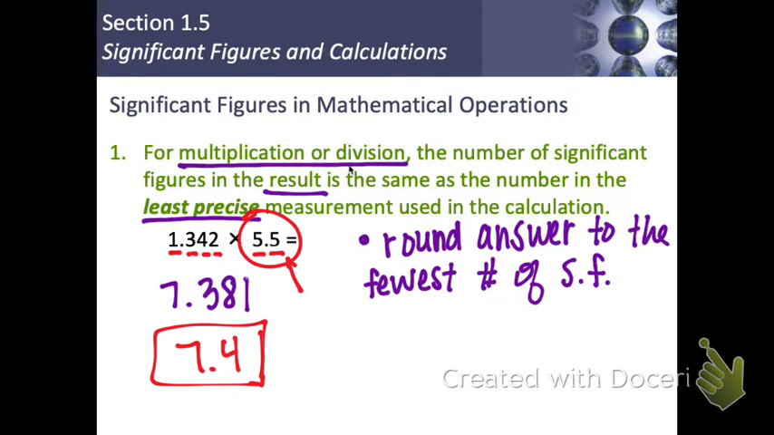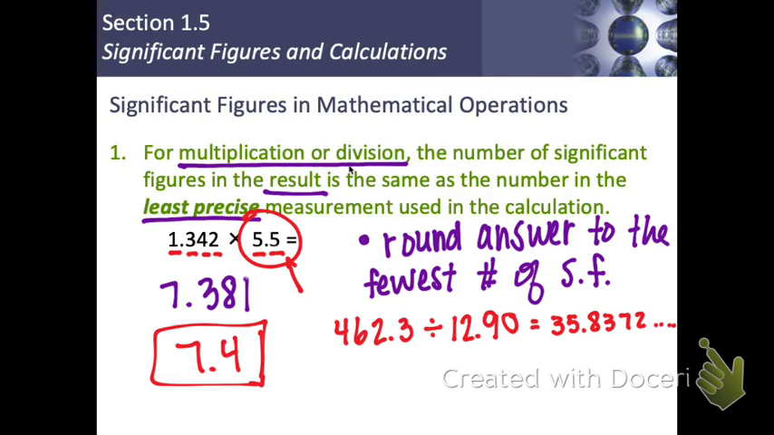Let's try another one. I don't have one on your sheet, but let's write out some other examples. Let's say I wanted to do 462.3 divided by 12.90. We're going to do the math just like normal. 462.3 divided by 12.90. I get 35.8372, and so on. My number does keep going, but I'm not going to write them all out, and it doesn't matter. I'm not going to round past that point.